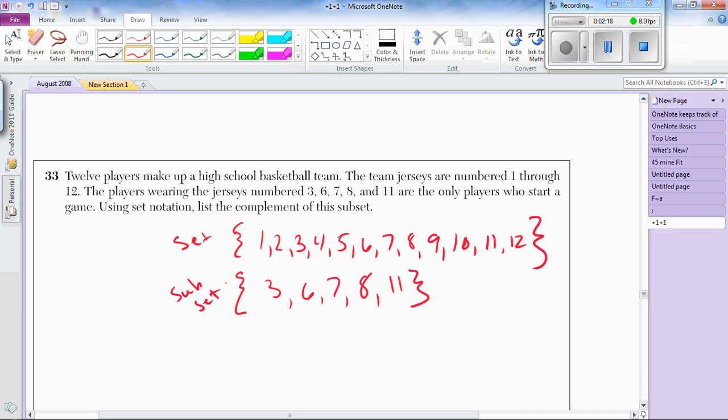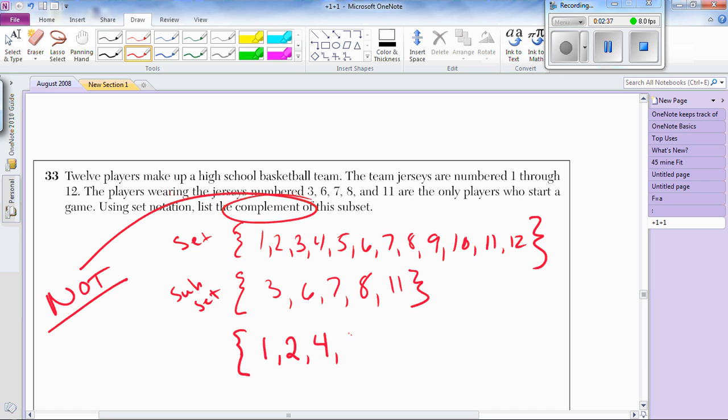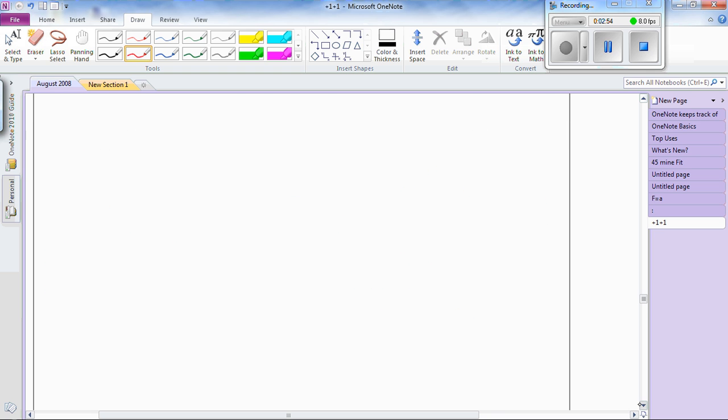Using set notation, list the complement of this. So the complement would be all the ones that are not. So 1, 2, don't miss one, 4, 5, 6, 7, 8 are in, 9, 10, and 12. Count them up. There should be 12 here. 1, 2, 3, 4, 5, 6, 7. Finished. Part 3.